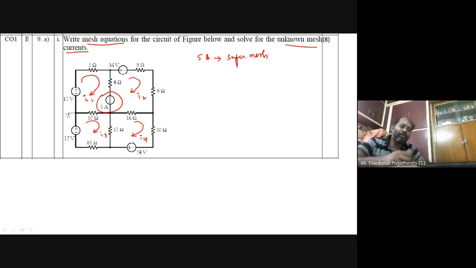So what should I do for super mesh? The first step is I have to eliminate the branch of the super mesh. That's my first duty. So what I will do, I will eliminate that source. Then I will draw the remaining sources and the remaining components.